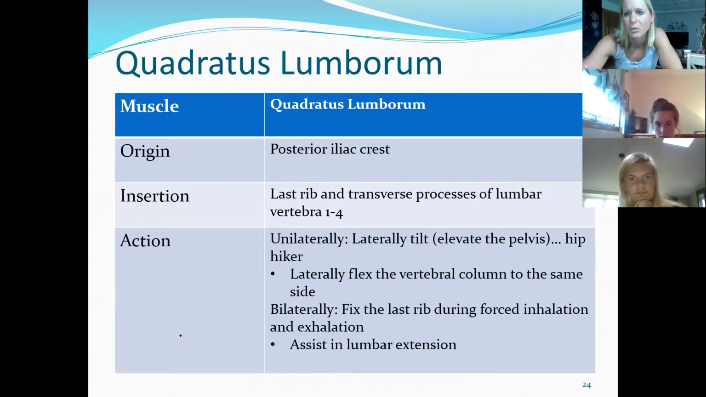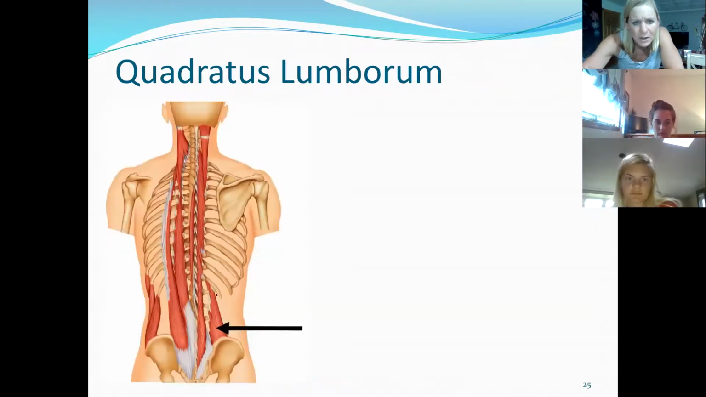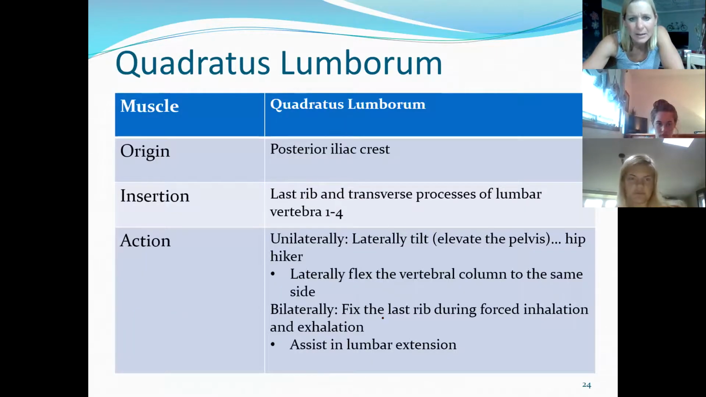Oh, quadratus lumborum. I don't think we talked much about this one. This one is located, let's see if I got a picture. Yeah. So here you can see it's on the posterior side. It's slightly lateral and also deep in comparison to the iliocostalis. And it can do two things. So bilaterally, it helps with inhalation and exhalation of those floating ribs. It can also help with lumbar extension as well.